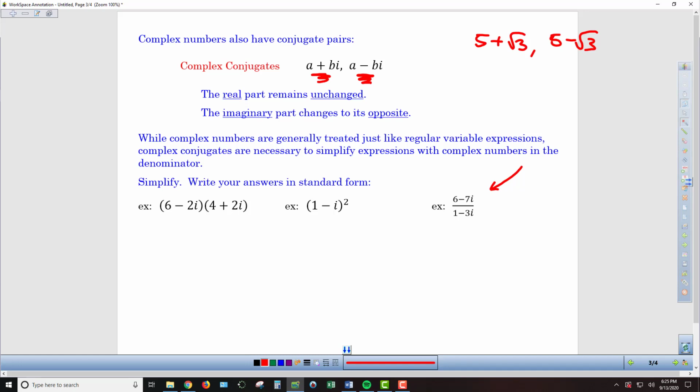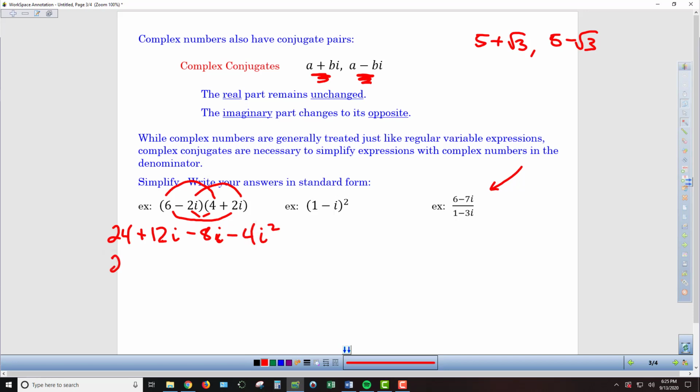In the first example that we see here, we're just going to FOIL like we would if it was x or y or some other variable. And then again, remembering that if we see any i squareds, we have to convert those to -1s. So using our FOIL technique, we have 6 times 4 is 24. We have the outer, 6 times 2i gives us 12i. We have the inner, -2i times 4 is -8i. And then finally, we have -2i times +2i. It's going to be -4i squared.